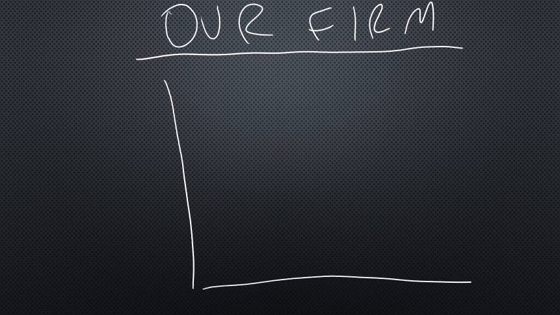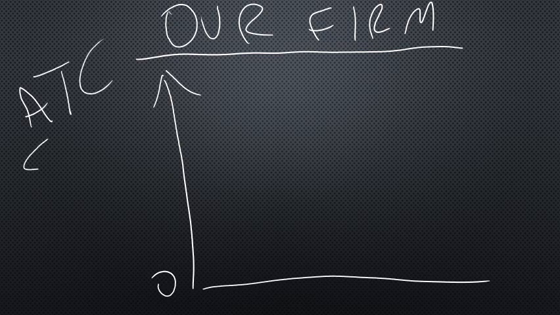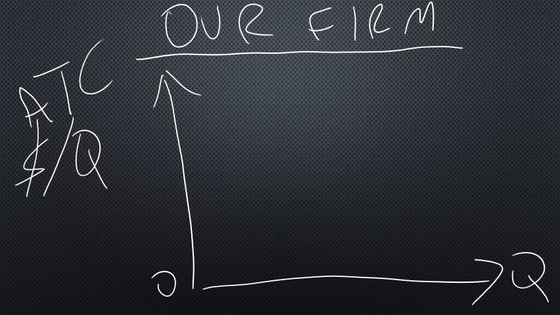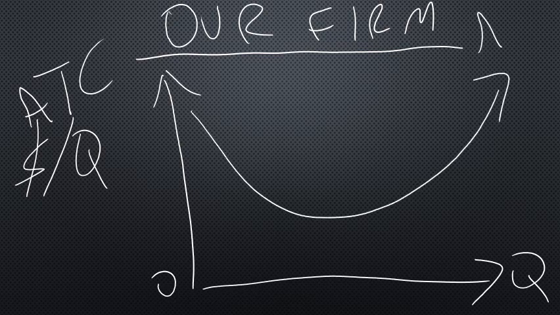All right, another diagram, our firm. This is average total cost, dollars divided by quantity. This is quantity. And what is the shape of average total cost? It looks like this. Average total cost curve.